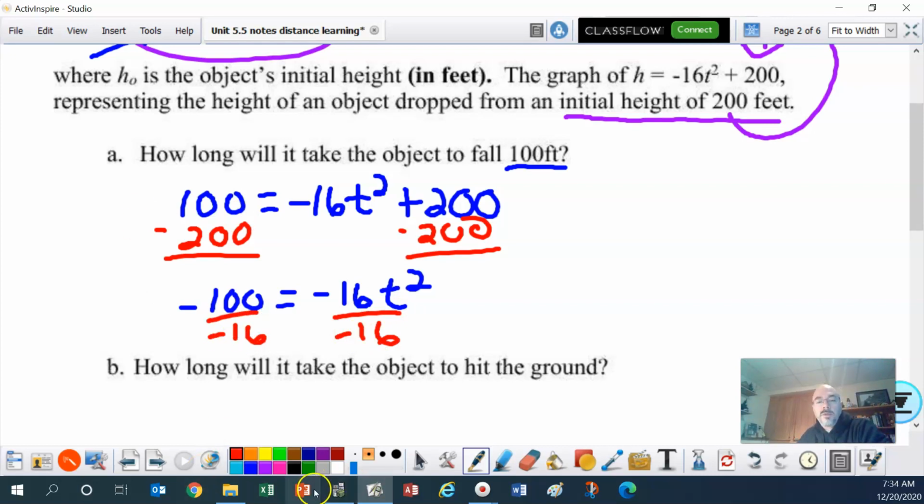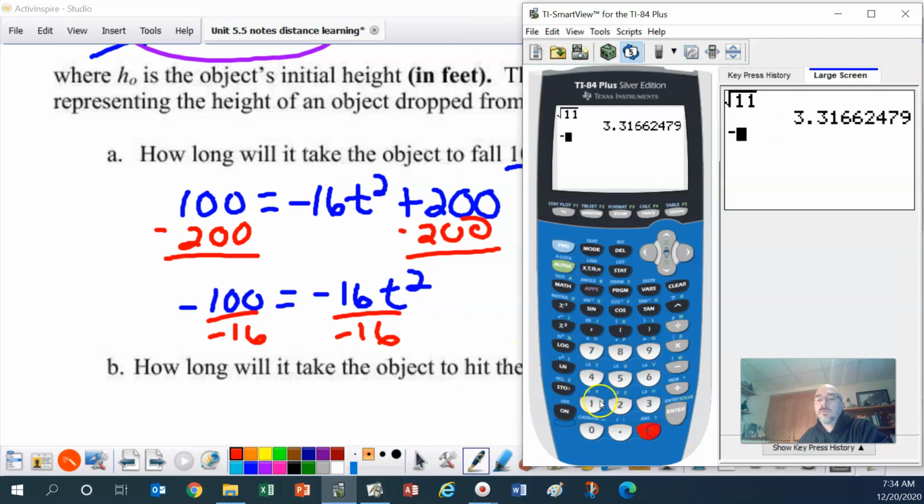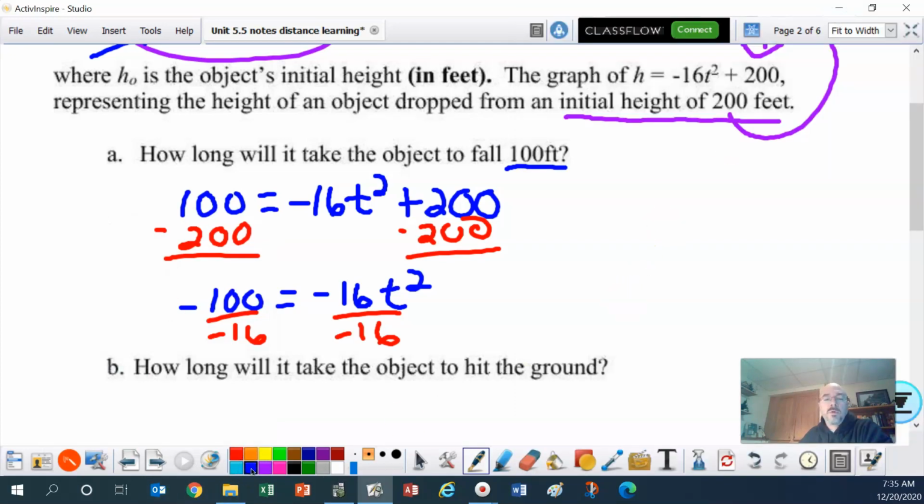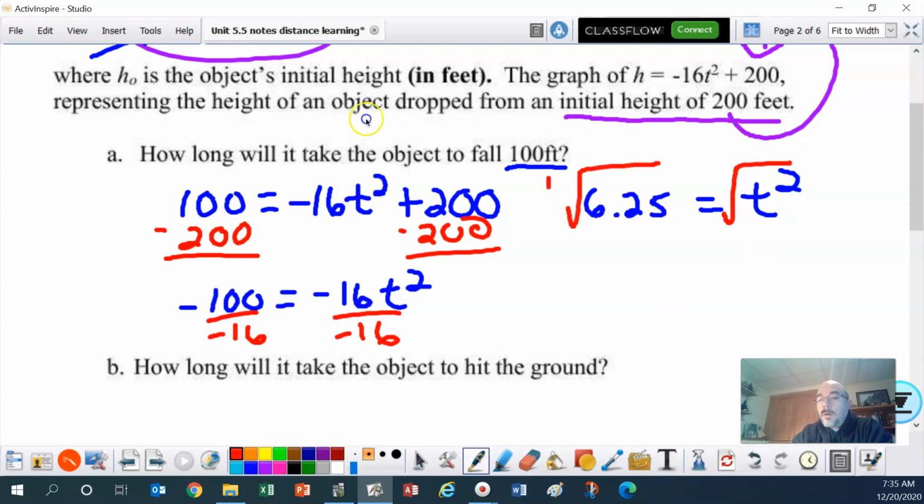I'm going to need the help of the calculator here. We've got negative 100, and we're going to divide it by negative 16, and we get 6.25. Since we're dealing with time, it's okay to have decimals here. So I'm going to rewrite this as 6.25 equals t squared. Just like before, we're going to take the square root of both sides. I'm going to put a positive and negative in front of that for the moment, but we'll talk about it in a minute.